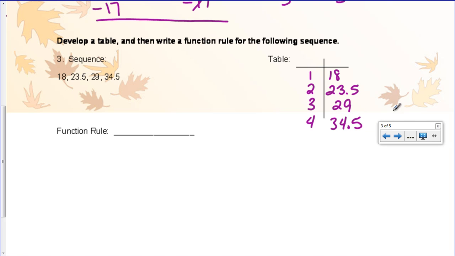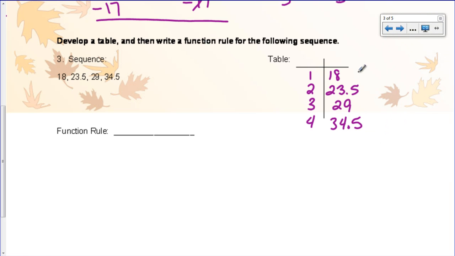So the first thing I do is discover the pattern. What is happening every time? Well, 18 to 23.5 is going to be adding 5.5. And so let's check and see. If I do 23.5 plus 5.5, oh look, that equals 29, so that's the same. And then if I add 5.5 to 29, that's also 34.5. So I'm adding 5.5 every time.